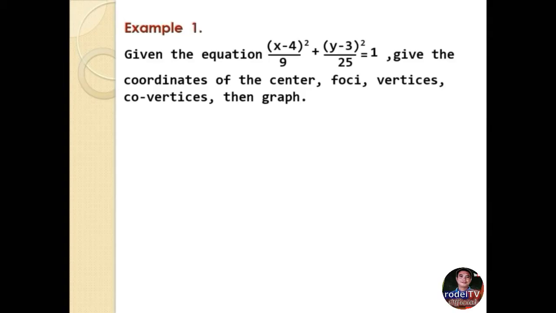Good day, everyone. Today, we continue with our study with ellipse. This time, let us discuss how to graph an ellipse with center at point (h, k).